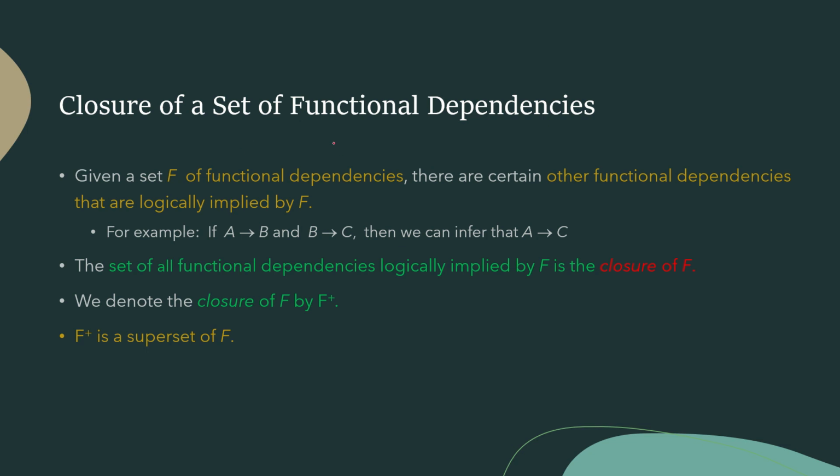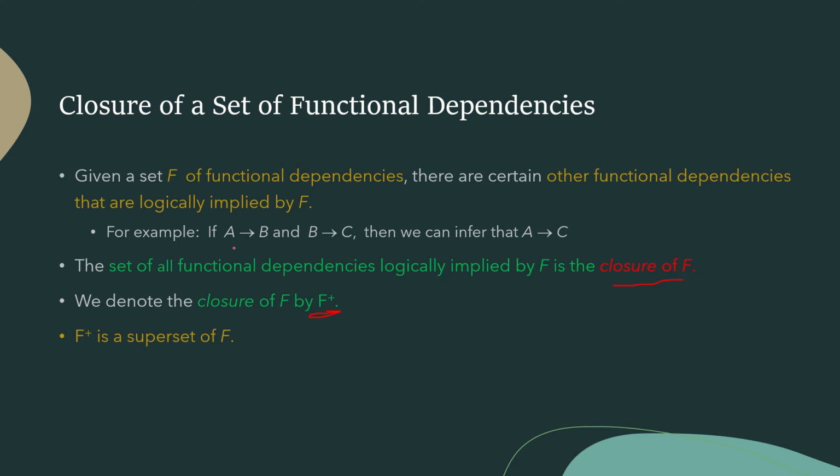Next is the closure of a set of functional dependencies. As I said, F indicates a set of functional dependencies, and there may be some other functional dependencies that are logically implied by F. That is, we are not specifying them directly; they are logically derived from the existing set of functional dependencies. The set of all such functional dependencies that are logically implied by F is called the closure, which is denoted by F bar. This is the symbol for closure.